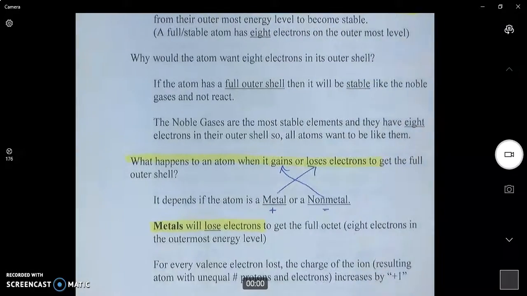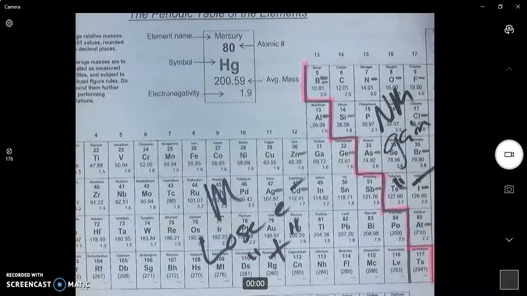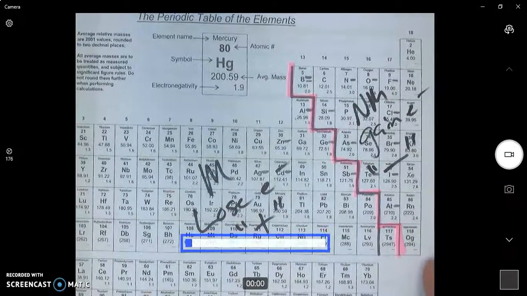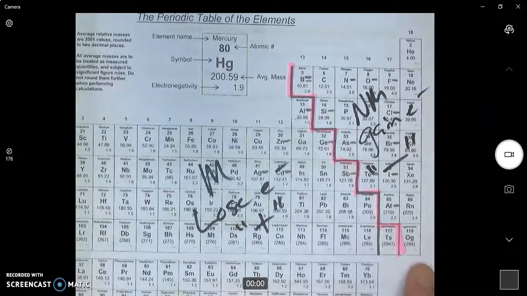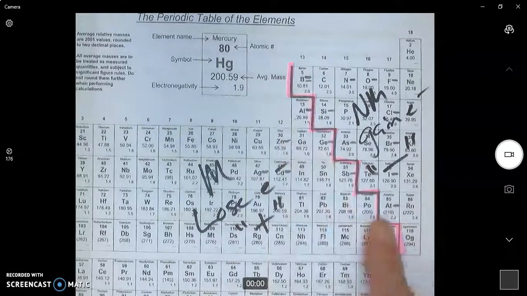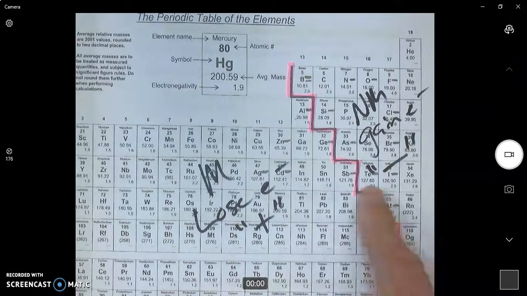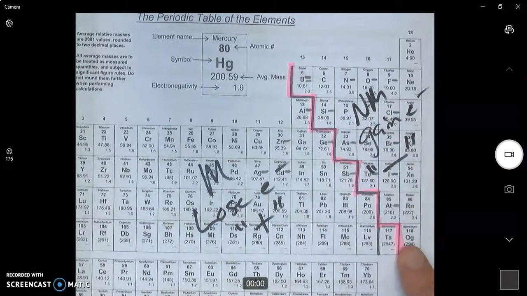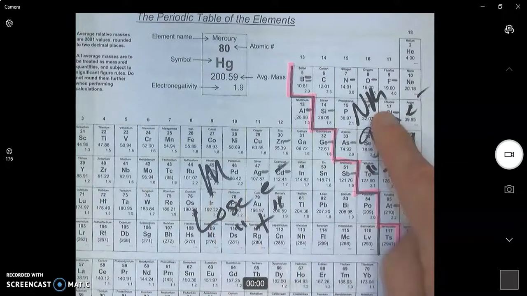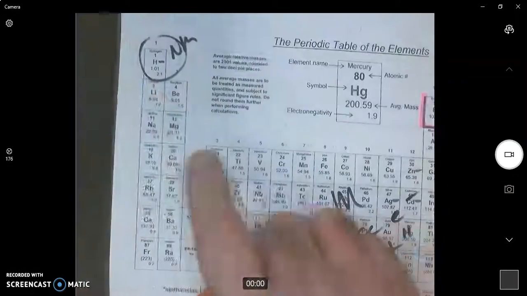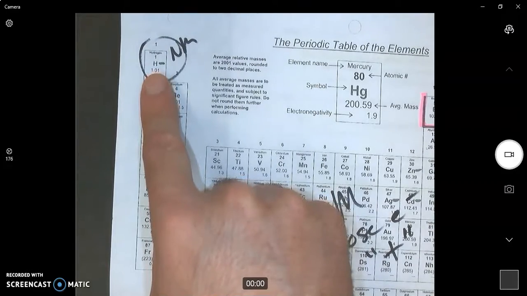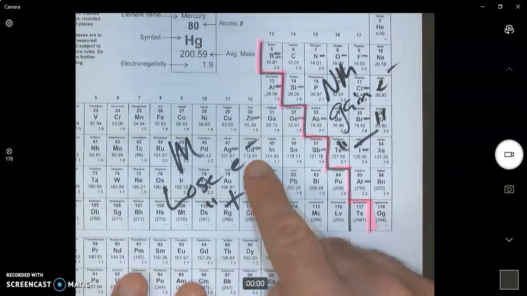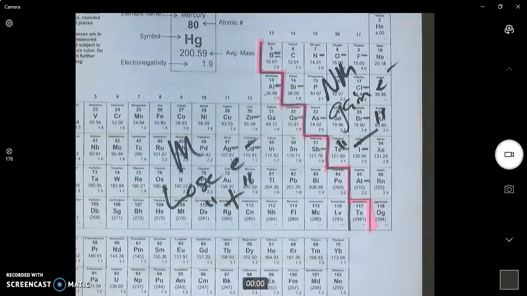Just a quick review before we jump too deep into the details of the new material. Let's review our periodic table setup. Remember that we have our staircase that goes down diagonally from group 13 to group 18. That's called the metalloid staircase, and that separates the metals on the left from the nonmetals on the right. The only exception is hydrogen at the very top of group 1, and that is a nonmetal.